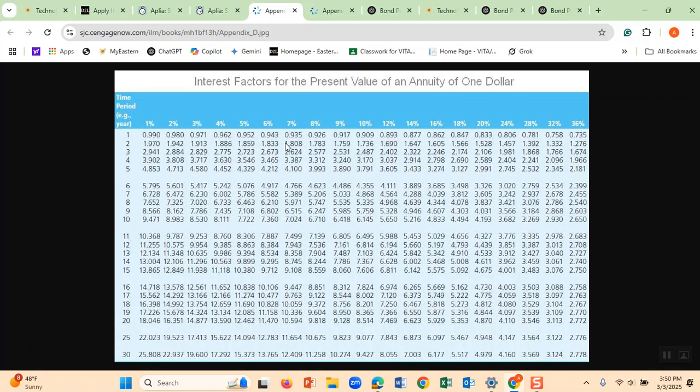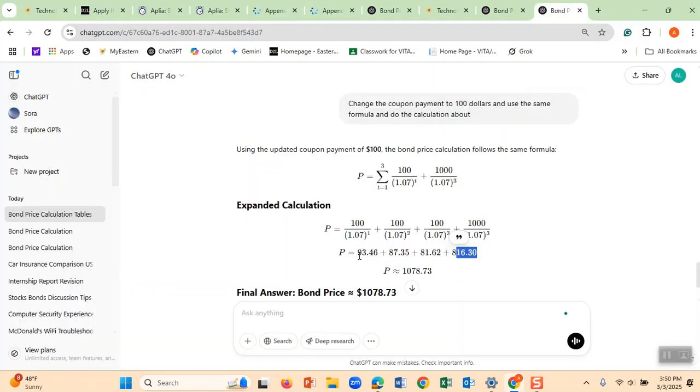For 2 years down the road, when he gives me $100, that is again another number, and then another number. We add these three numbers together, and then we add that to 816. That means these are the annuities that we calculated. This is the present value. Therefore, that is where the price of the bond comes from.